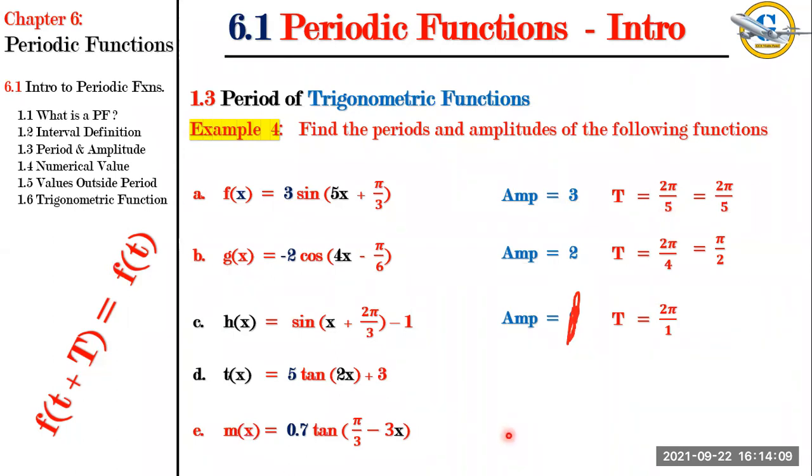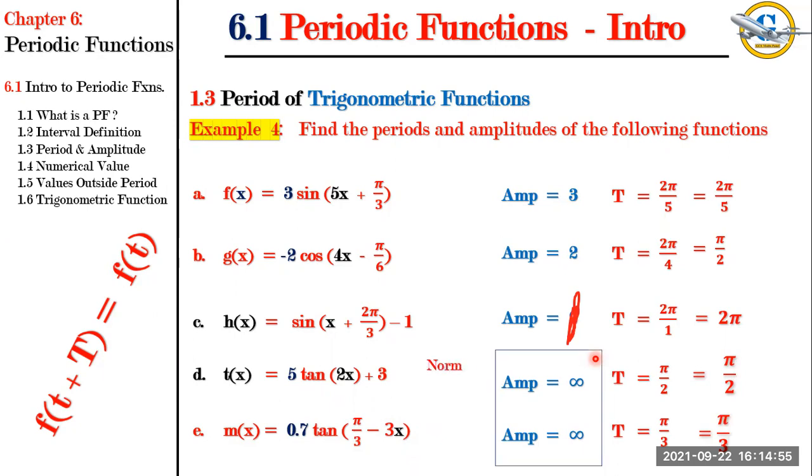Then for the tan function that follows, somebody can say the amplitude is infinity, or it has no amplitude. The period of the function is pi divided by the coefficient of x, that is pi divided by 2. It has a horizontal shift of +3. This h of x had a vertical shift of -1, while this has a vertical shift of +3 upwards. And then the last one is a tan function. The amplitude is infinity, or it has no amplitude. And the period is pi divided by the absolute value of the coefficient of x here, so it's pi divided by 3, which gives us pi on 3. So normally the tan function has no amplitude.